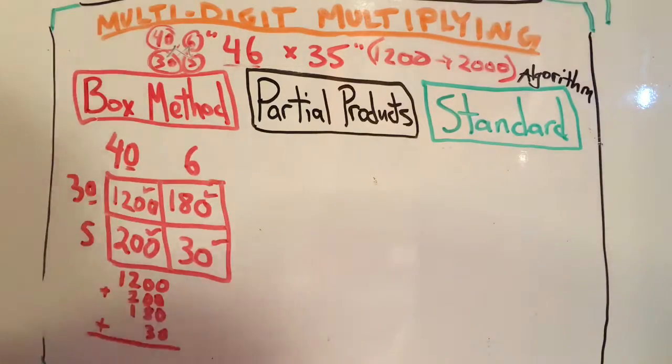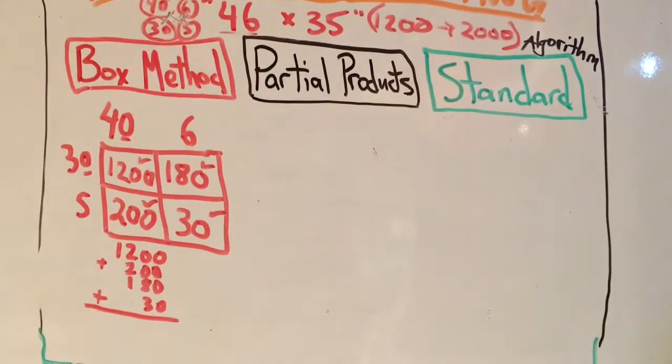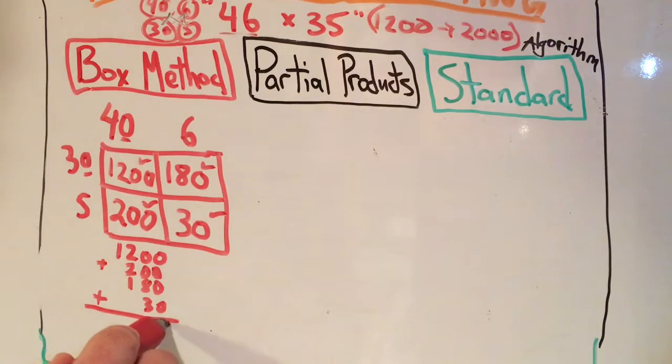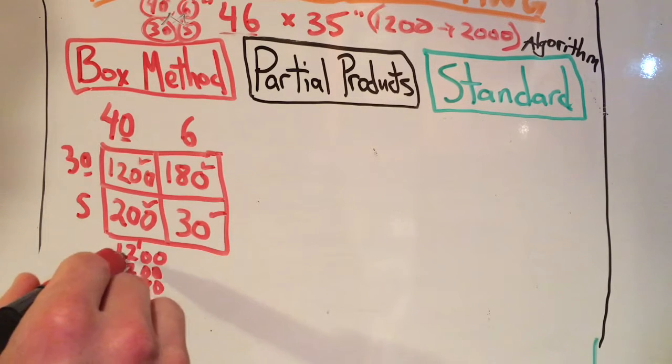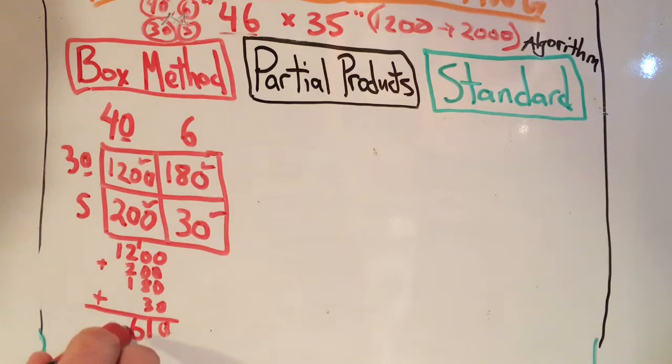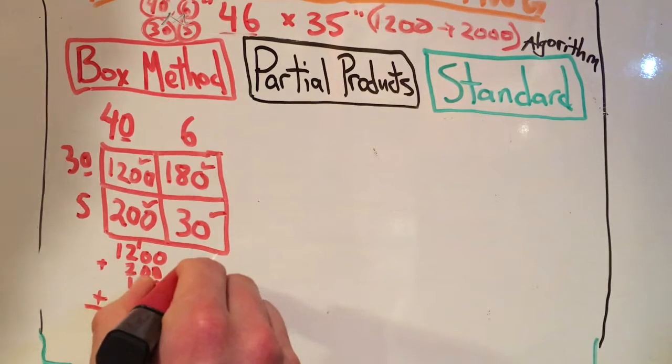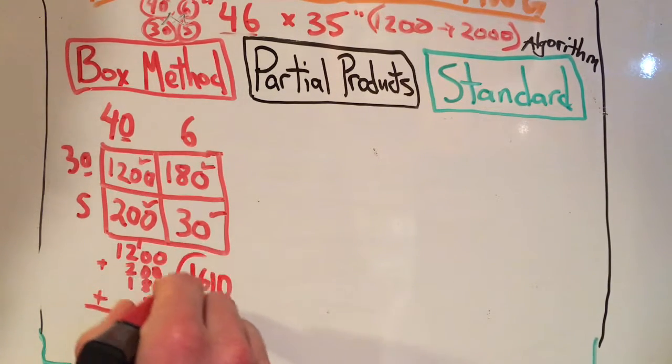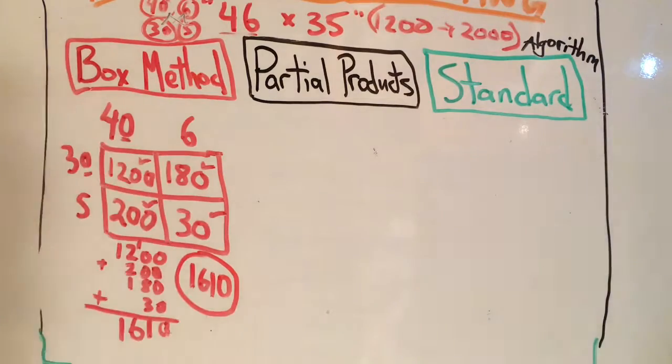So let's see, when we add these together, I'm going to try and give us some room here. We're going to get 1, 2, 2, 4, 6. And we're going to get 1610. 1610 as our answer. All right, that's the box method. It takes 40 and 6, splits it up into their two parts, multiplies those parts by each other, adds it back up at the end.